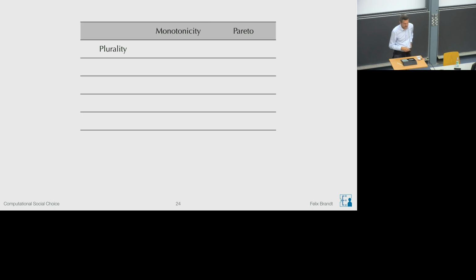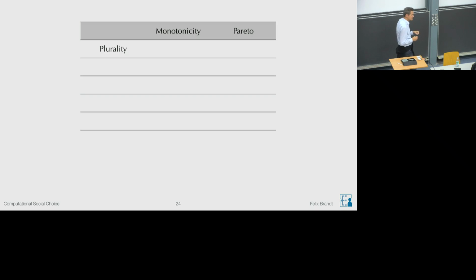First, plurality. And we only want to know whether it satisfies monotonicity and Pareto optimality, just to have some comparison, because I said all of these rules are used in the real world. So if some property is violated by some of these rules, we already have an argument against at least one of these rules. Monotonicity.